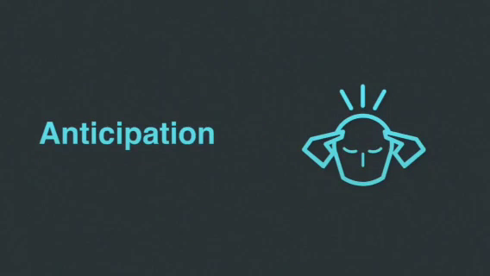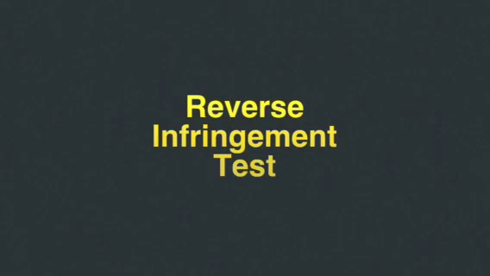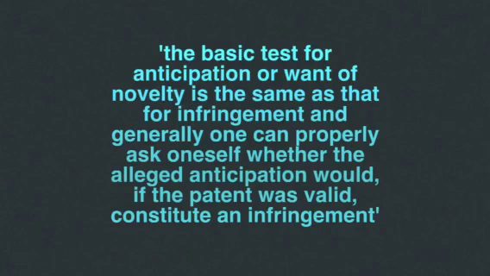The assessment of novelty requires an investigation to establish whether the alleged invention has been anticipated by publicly available prior art information. Anticipation may principally occur through prior publication or prior use. The test applied to determine whether an invention is novel is known as the reverse infringement test. This test was set out in Myers v Vicar Industries as follows. The basic test for anticipation or want of novelty is the same as that for infringement, and generally one can properly ask oneself whether the alleged anticipation would, if the patent were valid, constitute an infringement.